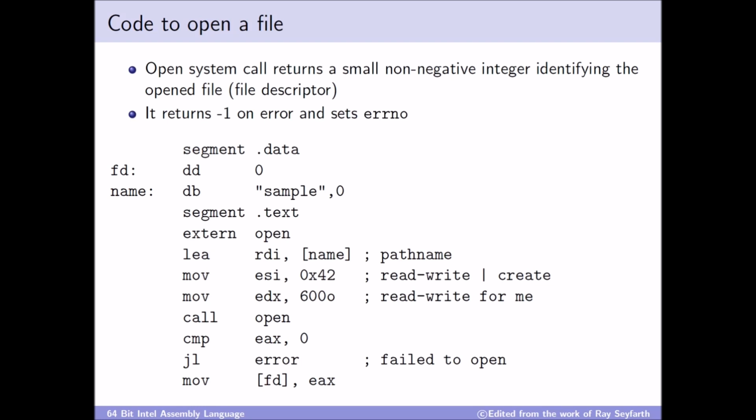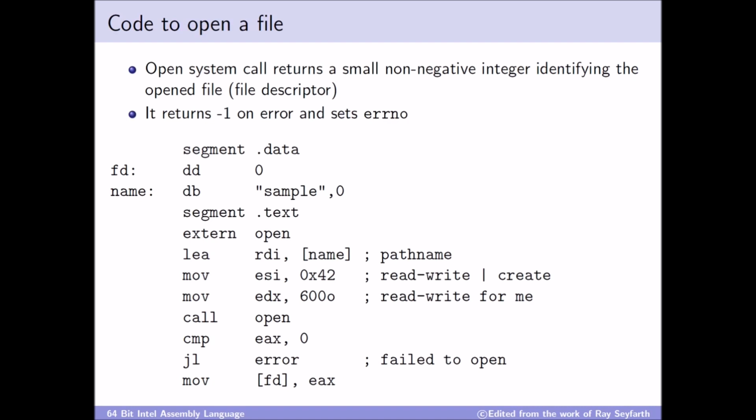Now, we have to load our corresponding parameters in line with the order in which they appear in the function prototype. Specifically, the first parameter is the path name, and that requires a pointer to the path name. In our case, that simply implies we can pass the address of name into the RDI register. The second value I'm going to load is the flags. I'm going to load the flag of 42 in hexadecimal.